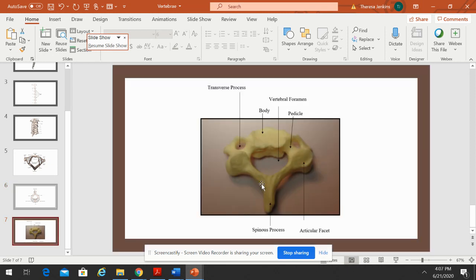And here is a picture of a vertebra. You can see the long spinous process, the articular facets. You can see the vertebral foramen, the transverse foramen, the body, and the pedicle is this region here.